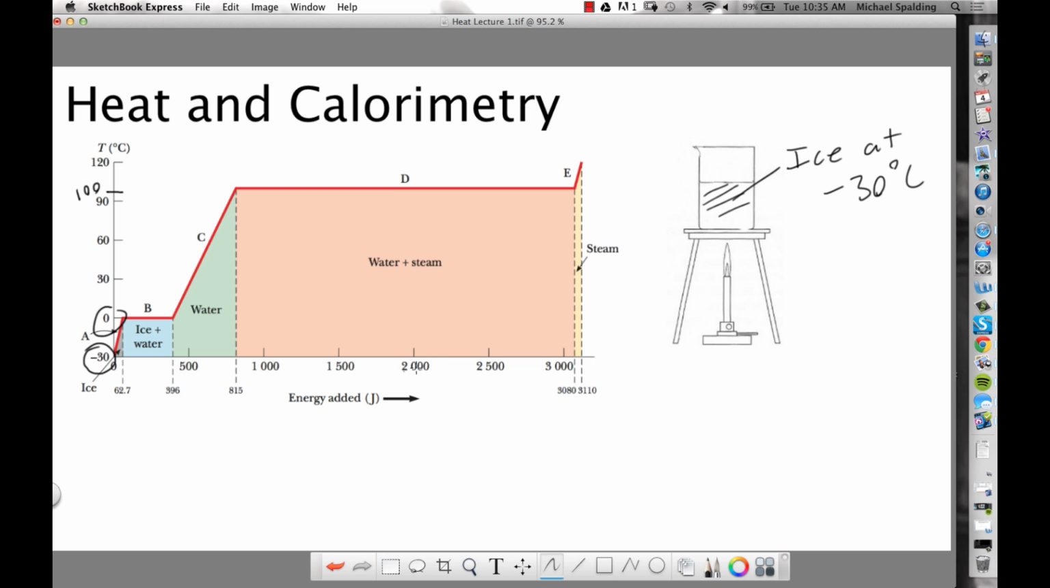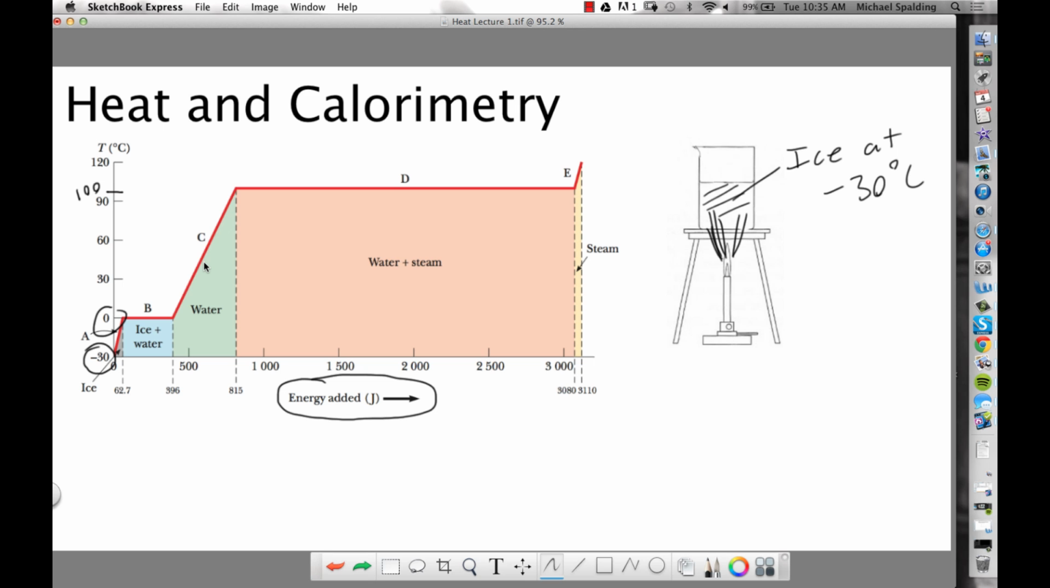So notice the x-axis is energy added. We've got this Bunsen burner here, energy in the form of heat. Heat is a form of energy. Heat is being added to this sample of ice, and then we plot out what happens to temperature. So this y-axis here is the temperature in degrees Celsius.